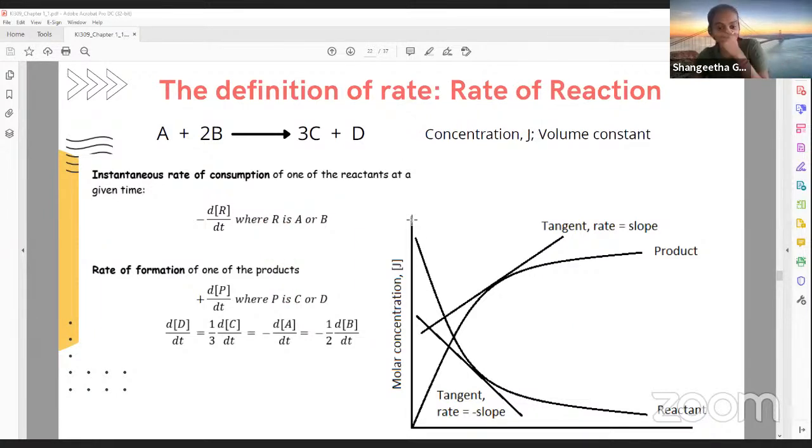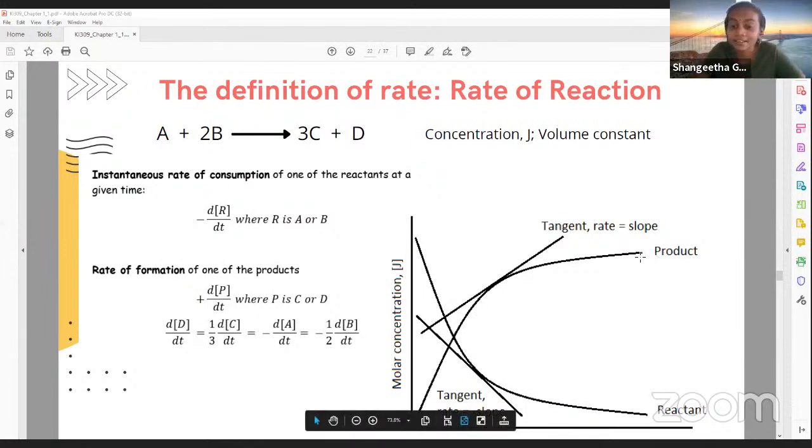Okay. So when you plot both of the graphs together on the same axis, you can see the product is going up and the reactant is going down. From here you can see that the tangent or the slope of your product will give you a positive value, and the tangent or the slope of the reactant will give you a negative value because the reactants are decreasing with time, and the product is increasing with time.